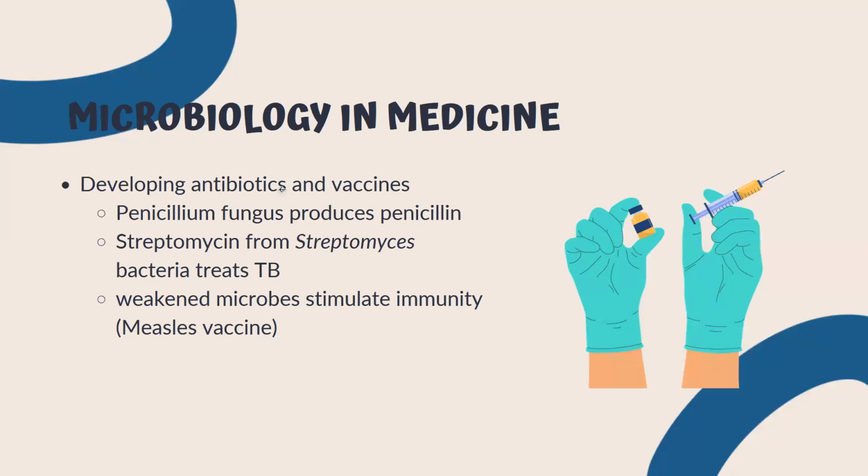Microbes also help in vaccine development. They're used to create vaccines by triggering immune responses. So what we do is create a weakened or inactivated microbe, and we place it inside a person. So what that would do is that the body would notice a foreign object and create an immune response, and the body would produce antibodies for this microbe.